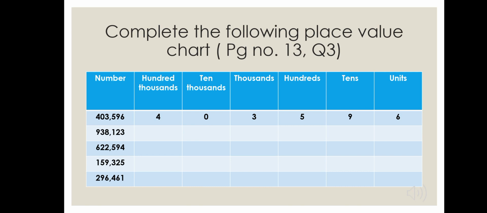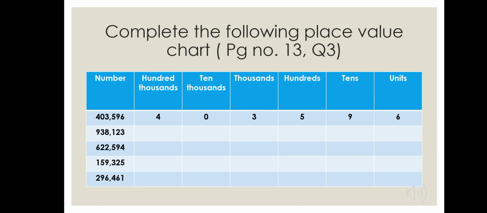The first number is 403596. So you can see that starting from the extreme right, 6 holds the place value of units. So under the column of units, you will write 6. 9 holds the place value of tens. So under the category of tens, you will write 9. 5 holds the place value of hundreds. So where it is mentioned hundreds, you will write 5.